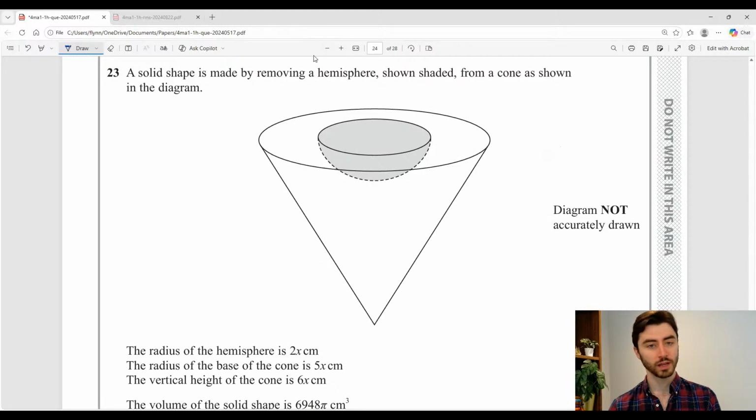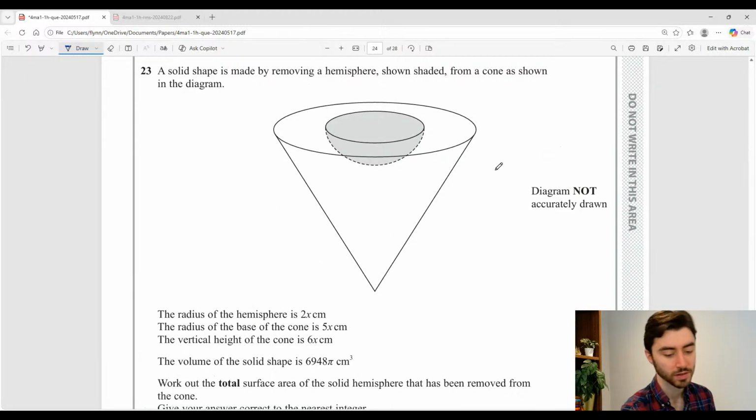Right, question 23. Now we're getting to the good stuff. How am I doing on time? Great.